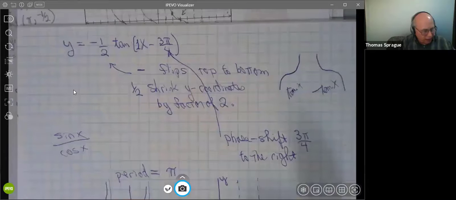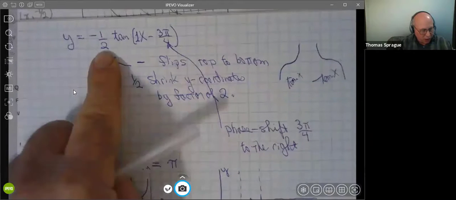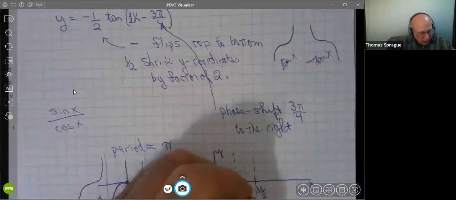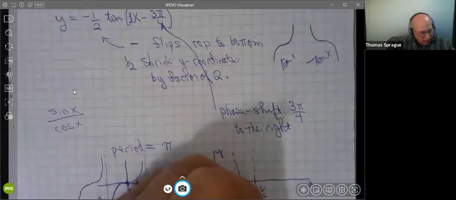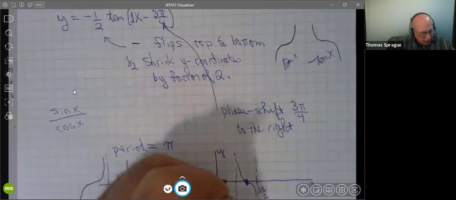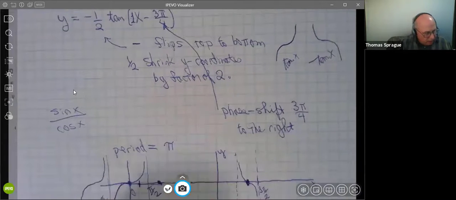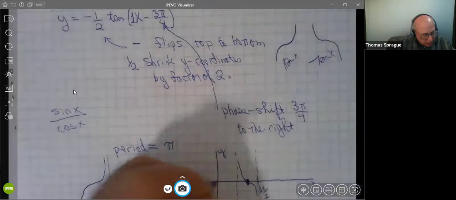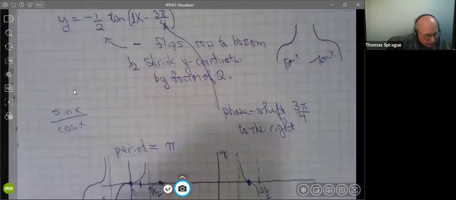Okay, the next thing I'm going to do is flip it over and multiply it by 1/2. So now when I flip this over, I'm going to get this kind of a shape. And similarly here.